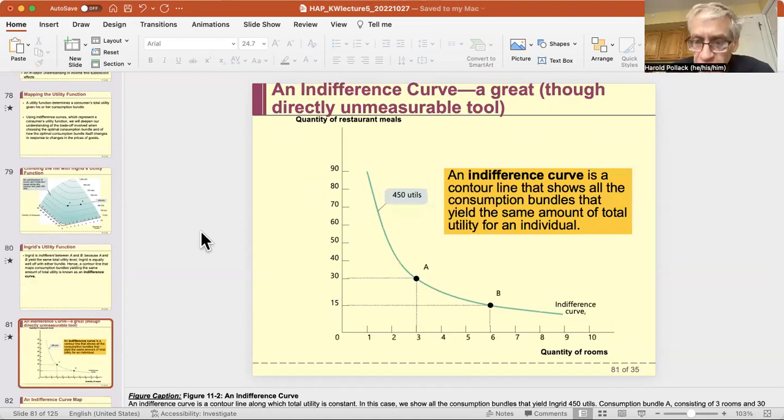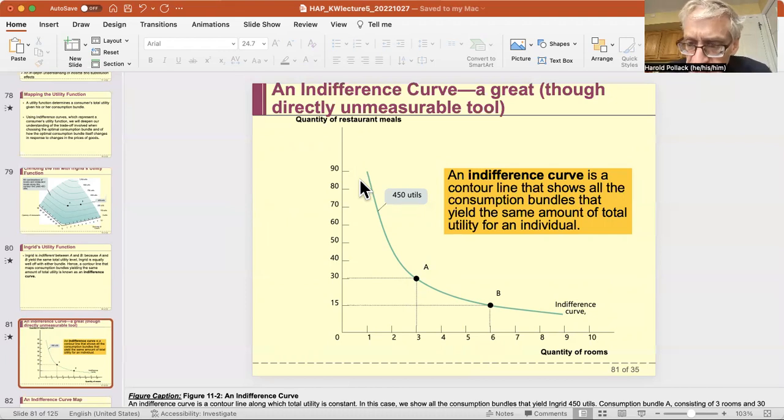So here's a different way to show you the same points. A and B are on the same indifference curve, and you can see A, lots of restaurant meals, not too many rooms. B, fewer meals, more rooms, and someone's indifferent between A and B. And notice this bow shape. This bow shape is actually important. Now, what's going on with this bow shape?